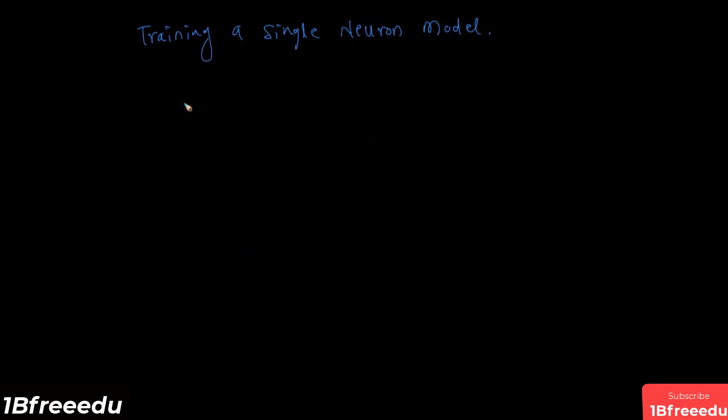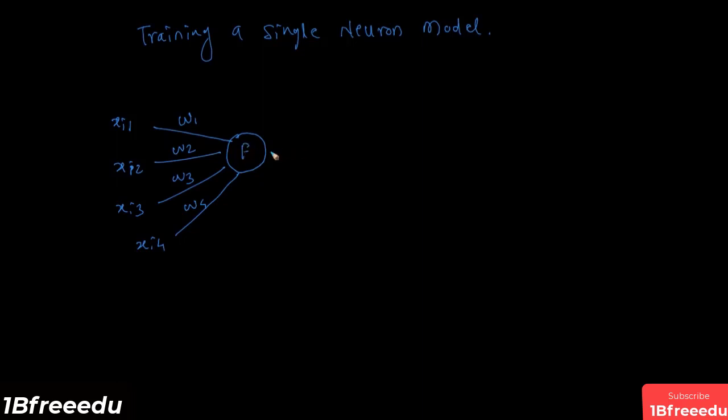Training a single neuron model. A single neuron model looks like this. We have only one neuron, and let's say inputs are coming like this: xi1, xi2, xi3, xi4. These are weights w1, w2, w3 and w4, and this is function f, and this is the output, which is, let's say, yi hat.